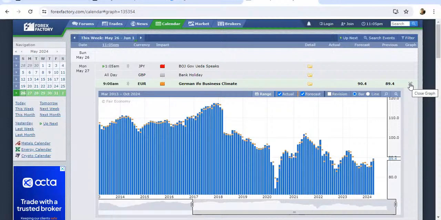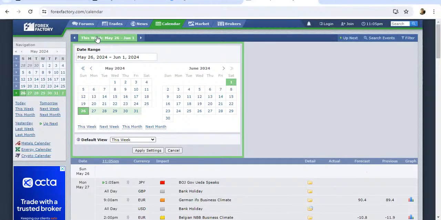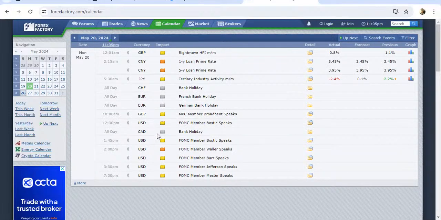Oh, all right. Let me see if I can do that here. Let me see, last week Monday. Let's see if we can go to last week Monday, after the 20th. All right, this is last week Monday. There's no high impact news here.